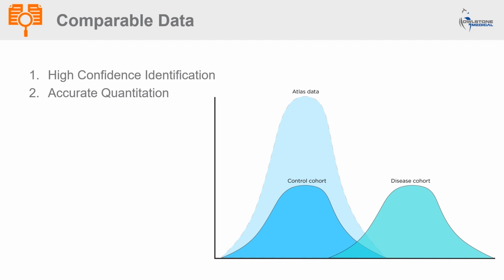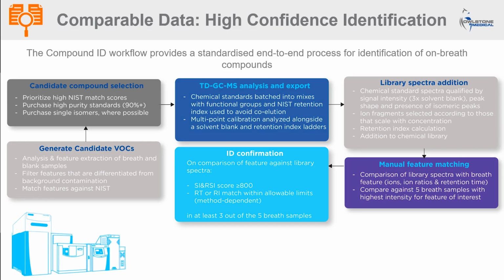On to the first pillar. So we need our data to be comparable. And we've broken this down into two aspects. First, the identification of breath VOCs needs to be done with high confidence. And second, the concentrations reported on breath need to be accurate. To ensure high confidence identification of breath VOCs, we follow this identification workflow.